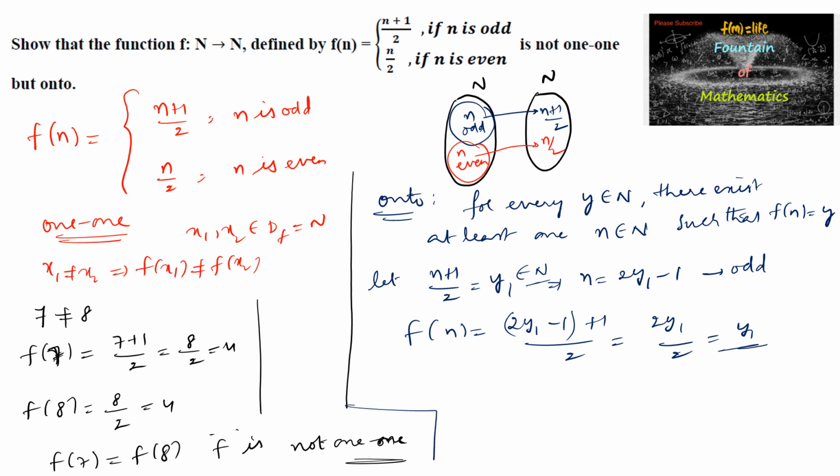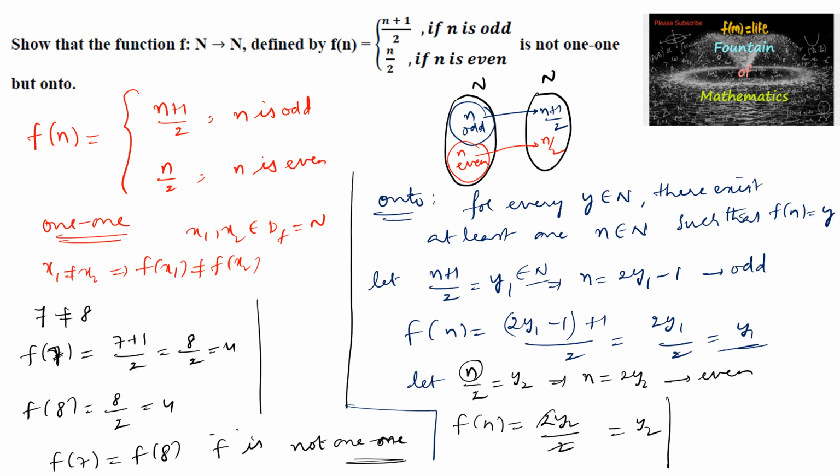And similarly, let n by 2 be equal to, say, y2, that is n is equal to 2y2. For n an even number, we get that this is an even number. And now we can say that f of n is equal to 2 times y2 divided by 2, since n is even, that is y2. So for some y2 belonging to N, there is an n which is an even number such that f of n is equal to y2. So for odd and even cases we are getting this.